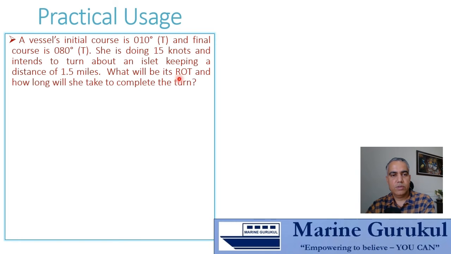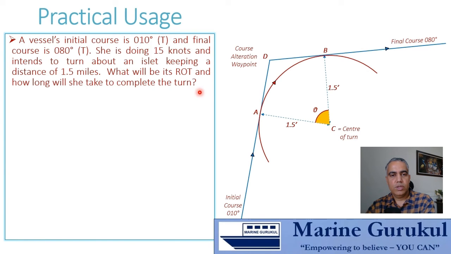We need to find out what will be the rate of turn and how long will the ship take to complete the turn. So let us try to solve this using the concept of rate of turn that we have understood till now. So let us first make a diagram of the situation, of the data which is given to us.